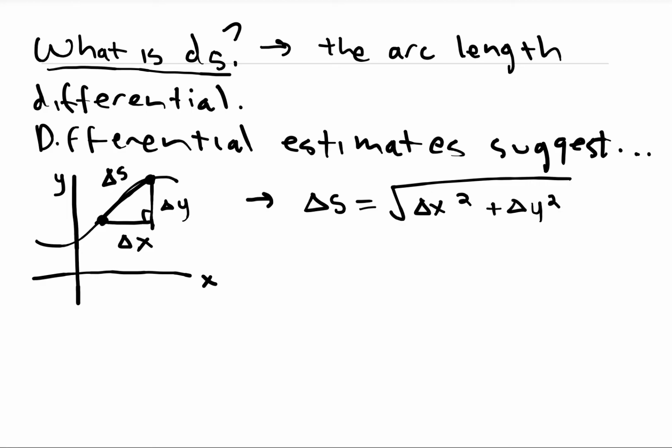Now, this doesn't necessarily help me, because if I just tried to turn this into differentials, that's going to suggest that ds is the square root of dx squared plus dy squared. We don't want our differential stuck inside of a function. I don't know how to handle that. So we're going to manipulate this the same way that we did in the arc length section.